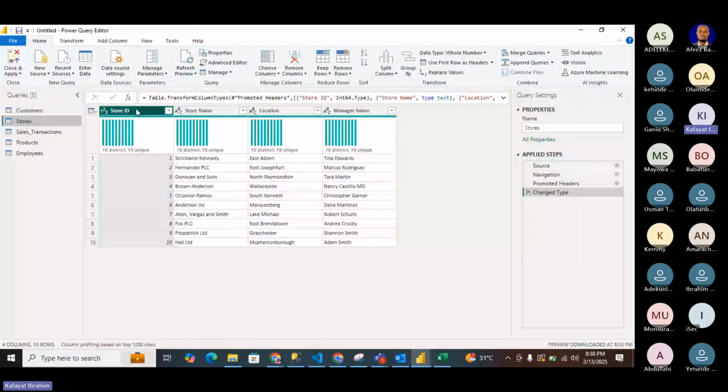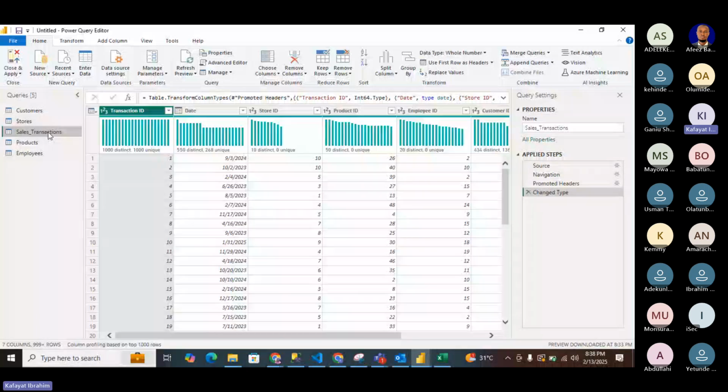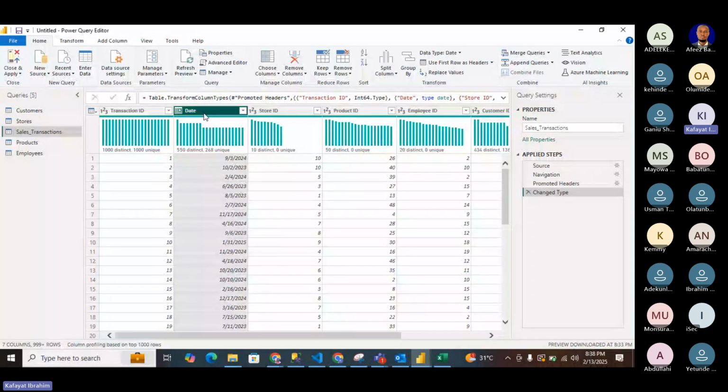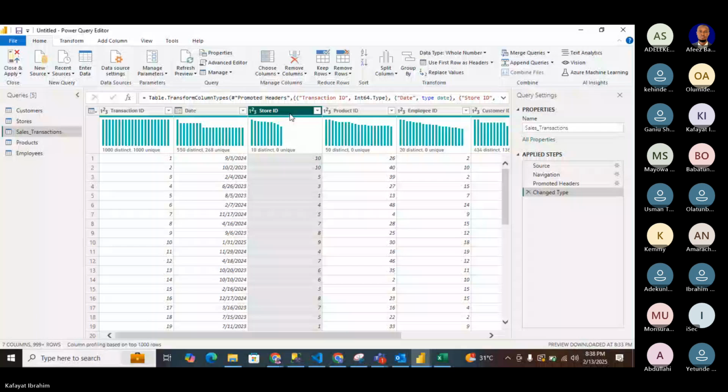Same thing for this. Looking at it, ID, then we have the store name, text, location, text, manager, text. So let's see this. Transaction ID, 1000 transactions, transaction date. This is in date format. There is no need for transforming.